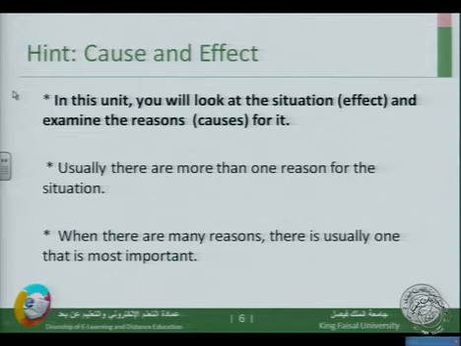In this unit we will look at a situation, the effect, and examine the reasons, the causes for it. Usually there is more than one reason for the situation. When there are many reasons, there is usually one that is most important. There should be one reason which is the most important among the other reasons.